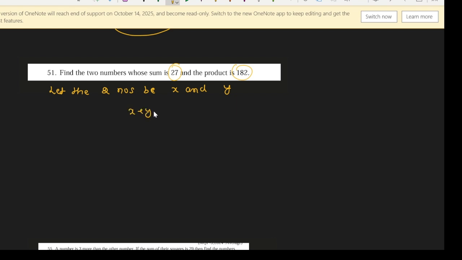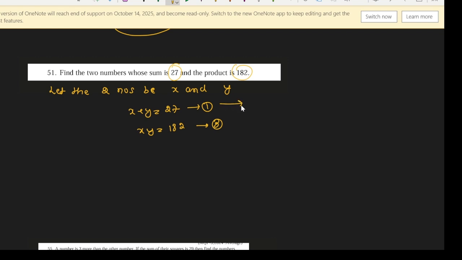So sum of the two numbers is 27. What is the next condition? Product of the numbers is 182. Now what do you do? Simply, two variables are there, right? So now how to convert that into a one variable quadratic equation? Simply use the substitution method.